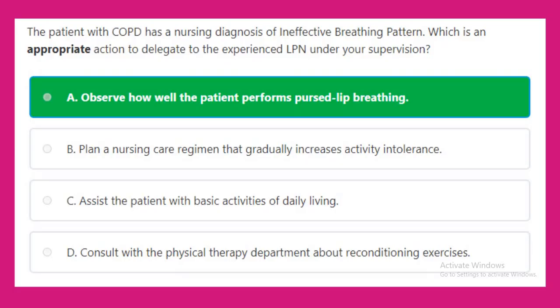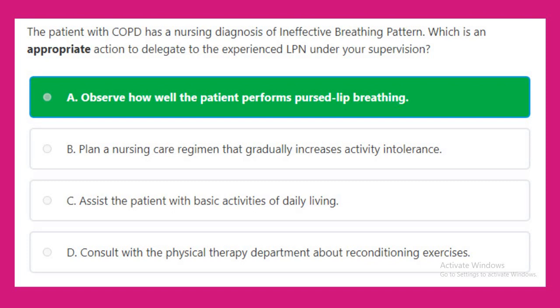Okay, another example question. The patient with COPD has a nursing diagnosis of ineffective breathing pattern. Which is an appropriate action to delegate to the experienced LPN under your supervision? Option A is observe how well the patient performs pursed-lip breathing. B, plan a nursing care regimen that gradually increases activity tolerance. C, assist the patient with basic activities of daily living. D, consult with the physical therapy department about reconditioning exercises.